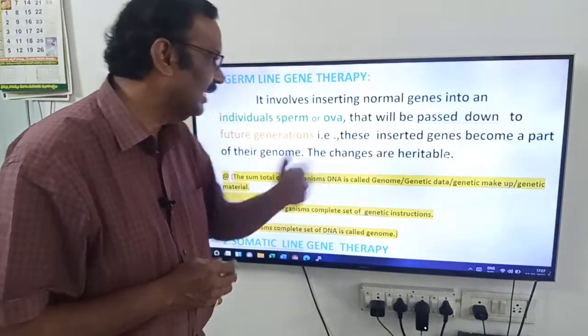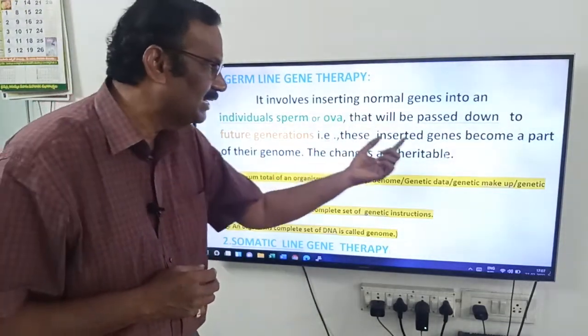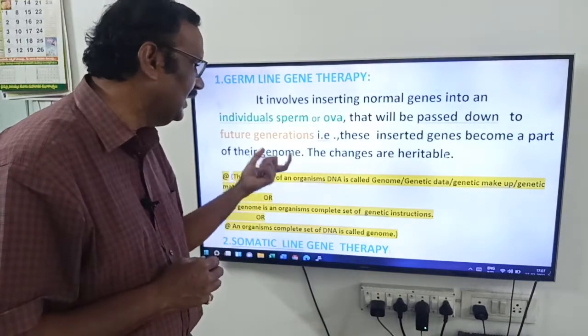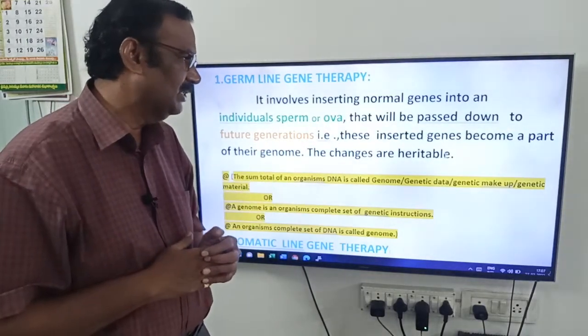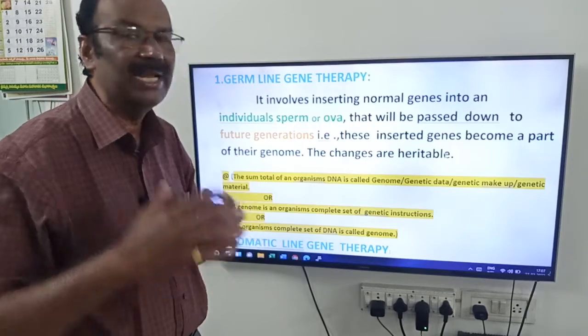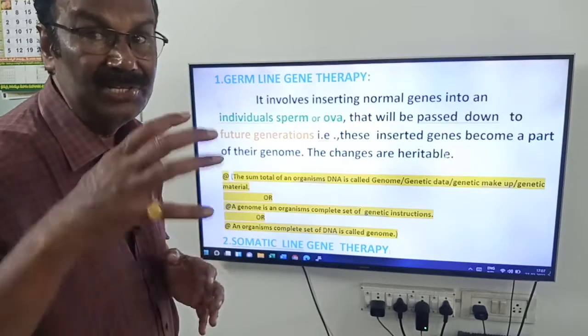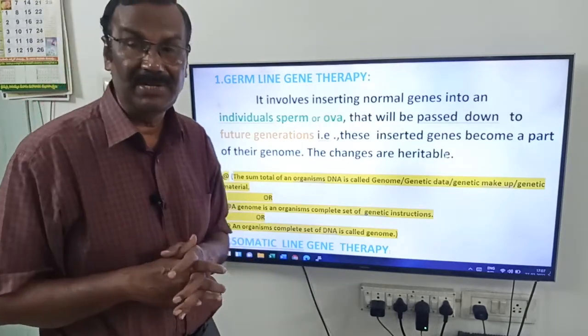These inserted genes, what happens in the future generation? These inserted genes become a part of their genome. The changes are heritable, friends. Here heritable means what, friends? Inheritance.